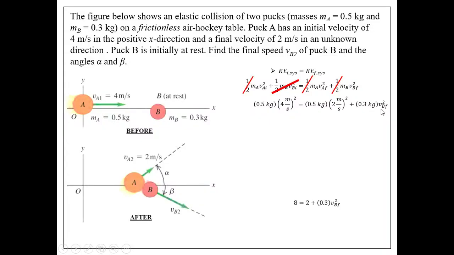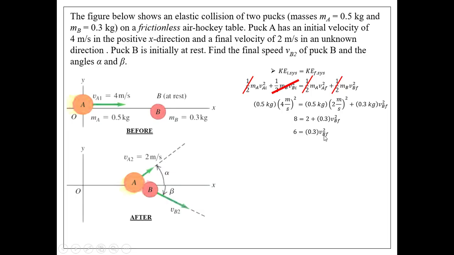So I'm just going to clean this up a little bit. On the left side, 4 squared is 16, and 16 times a half is 8. Over here, 2 squared is 4, and 4 times a half is 2. The term with the VBf squared remains the same, so I'm going to keep it as is. Now I'm going to combine like terms. There's an 8, there's a 2. I want to subtract 2 on both sides. So I get 6 on the left side, and that equals 0.3 VBf squared.